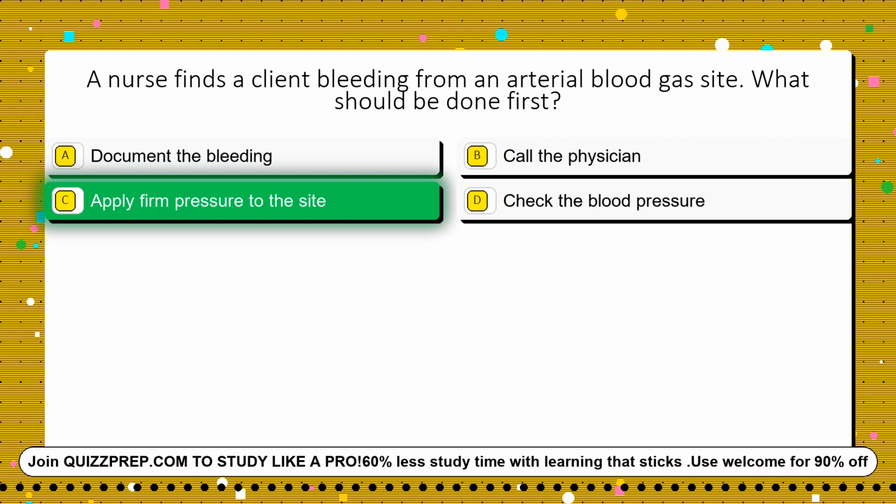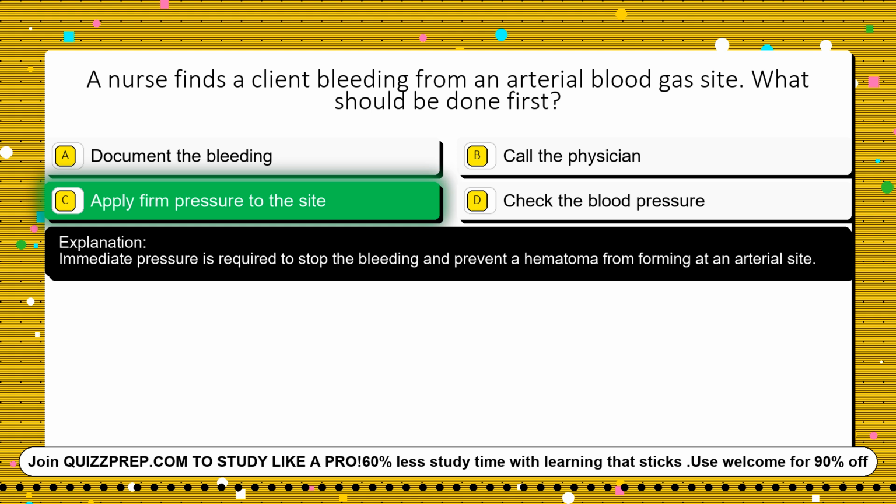The correct answer is option C, apply firm pressure to the site. Immediate pressure is required to stop the bleeding and prevent a hematoma from forming at an arterial site.